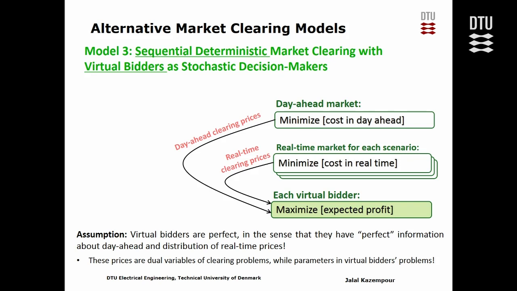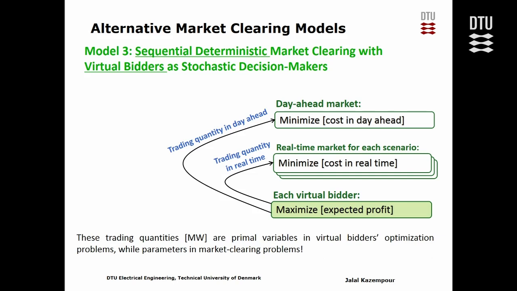So we have day-ahead market clearing, and deterministic real-time market clearing for each scenario. When the day-ahead market is clearing, we have no information about the scenarios that may happen in real time. But since each of them is an LP, we can get the prices. And we assume that the virtual bidder knows these prices. It's an assumption. And then the virtual bidder sets its own quantities in day-ahead and real time.